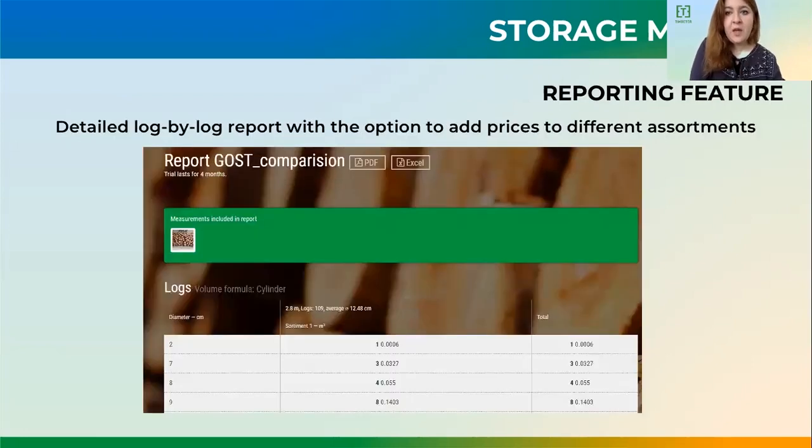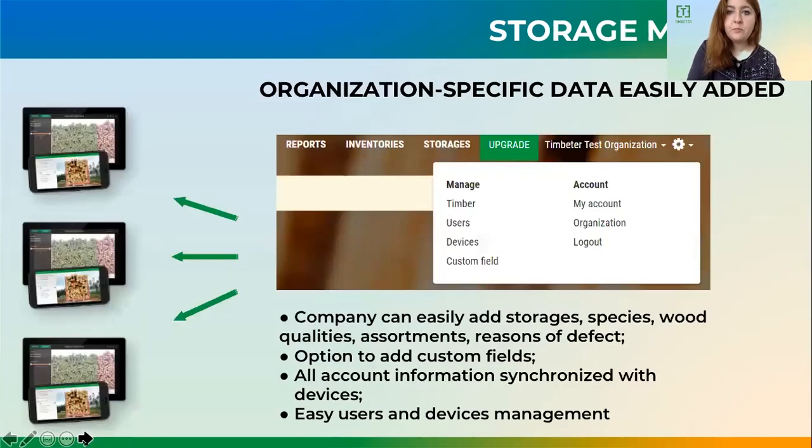And also, as we mentioned, Timbeter offers multiple reporting features, and one of these is a very detailed log-by-log report where a user has an option to add prices to different assortments, and right there in the system, you can put multiple measurements together, and have the information about the price for this specific assortment and this specific volume right there in the system.